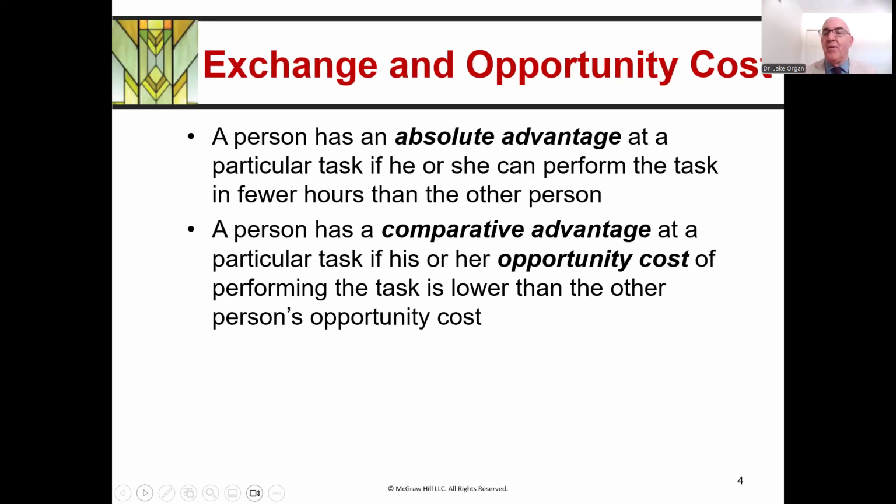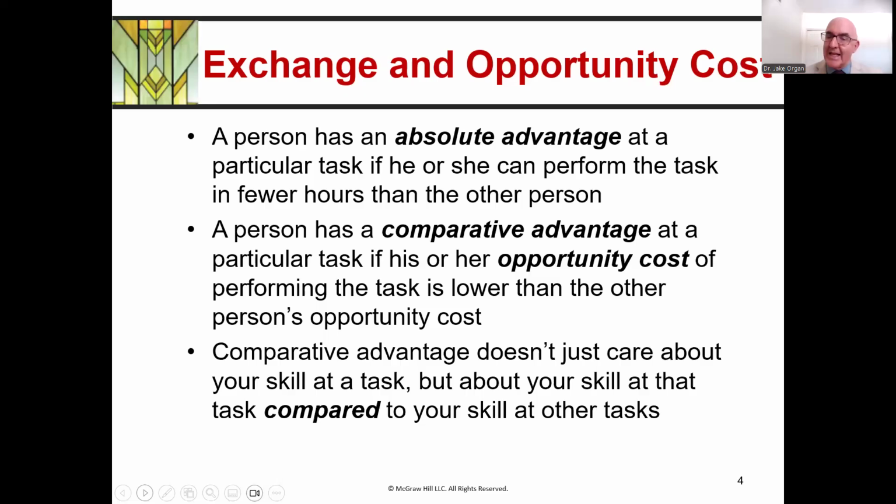And this is the principle of opportunity cost and comparative advantage, because a person has an absolute advantage when they can do things better than the other person. But the person has a comparative advantage at a particular task if his or her opportunity cost of performing the task is lower than the other person's opportunity cost. Comparative advantage is not just about your skills, it's about your skills at a task compared to your skills at other tasks.